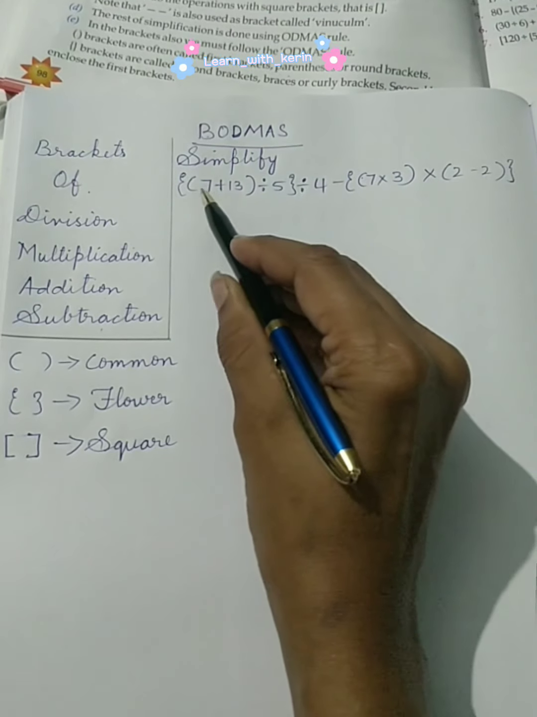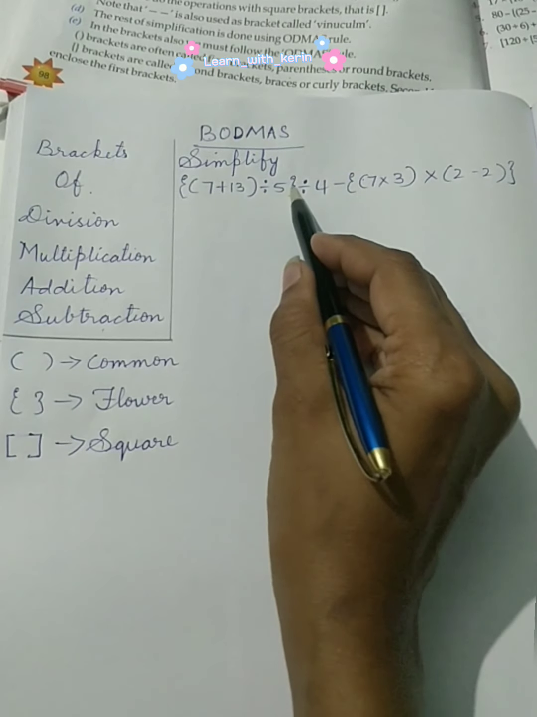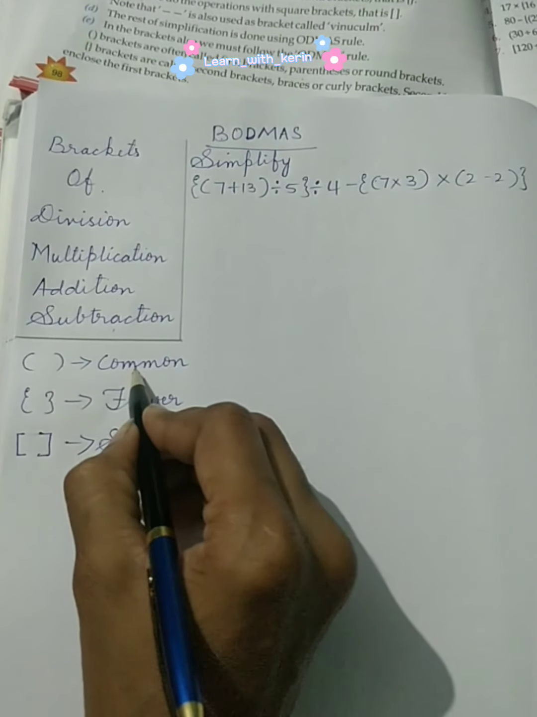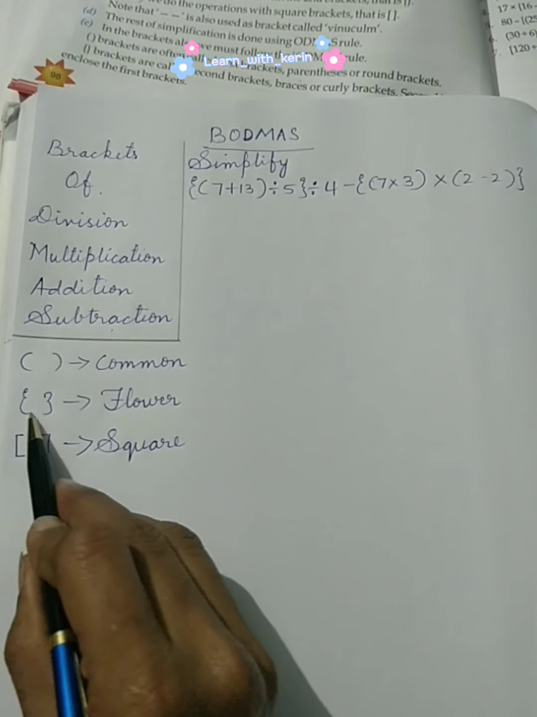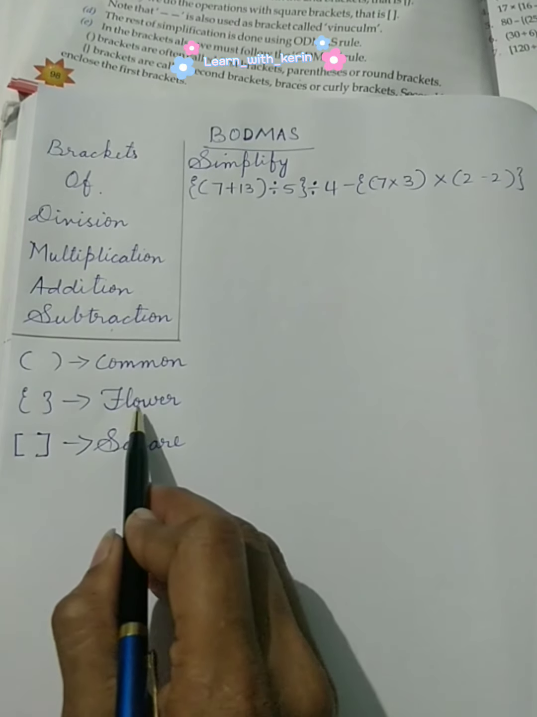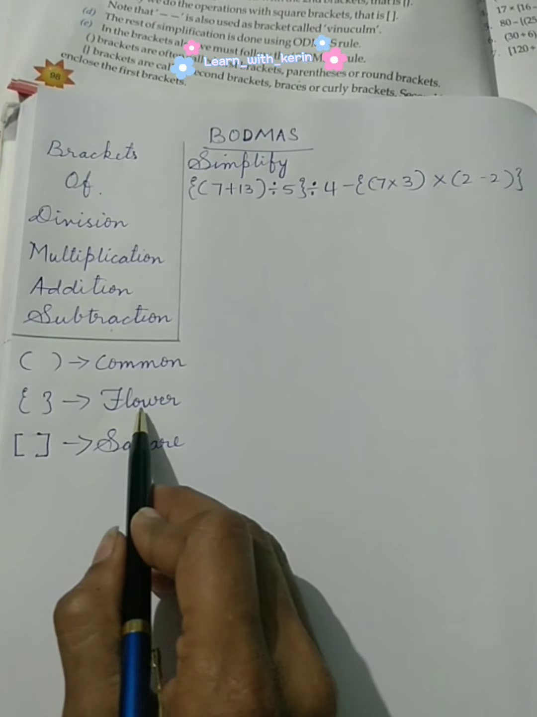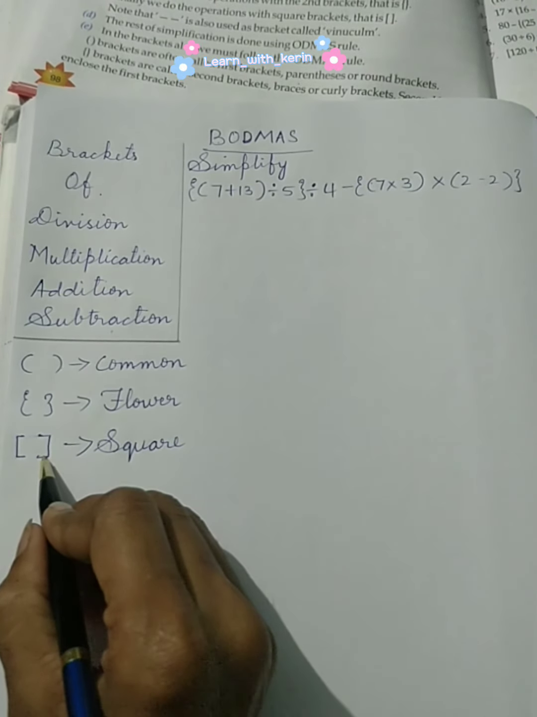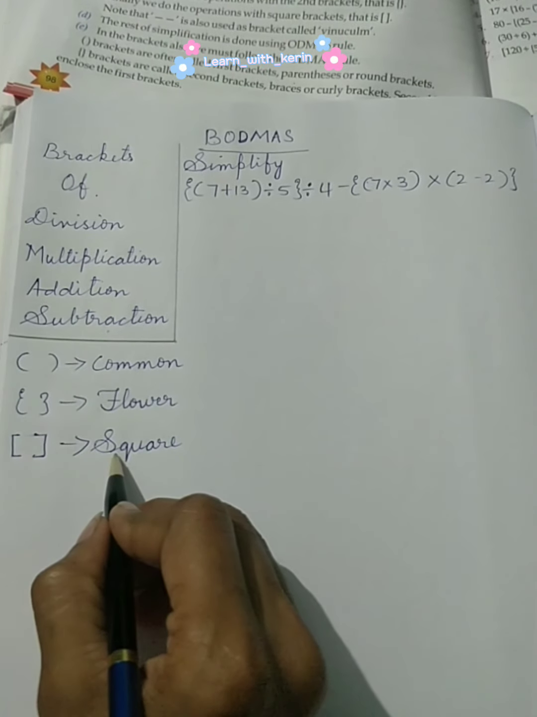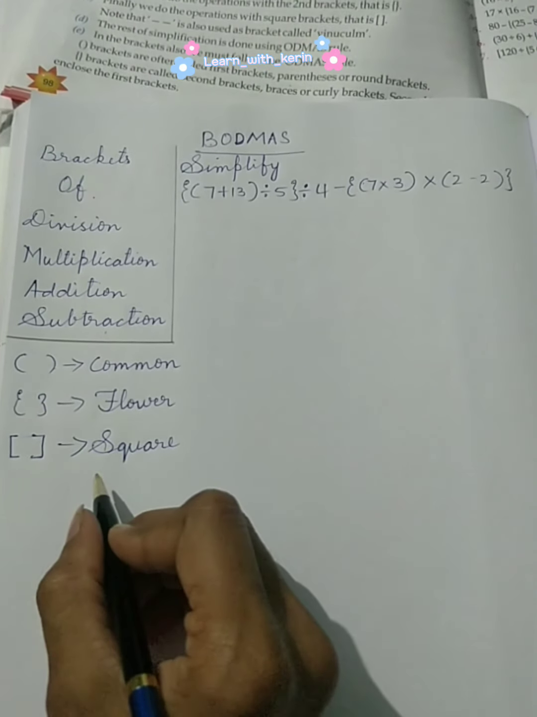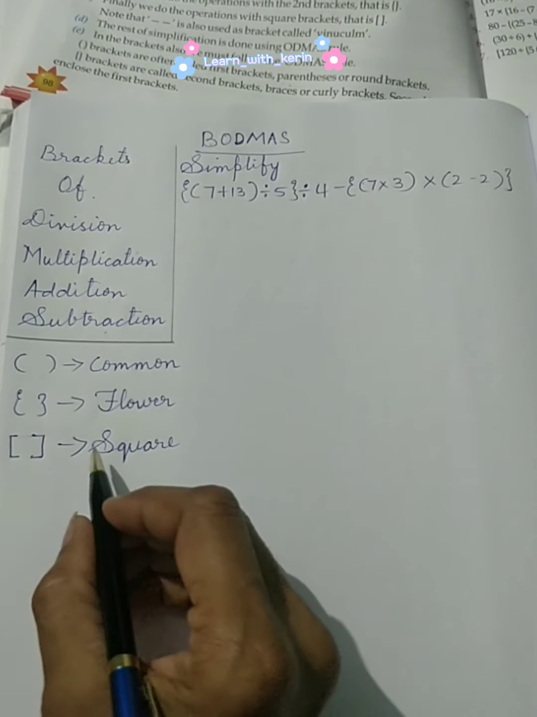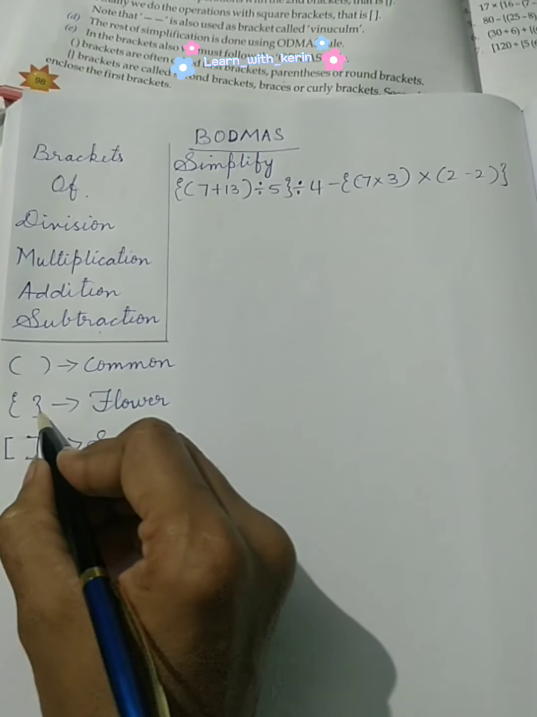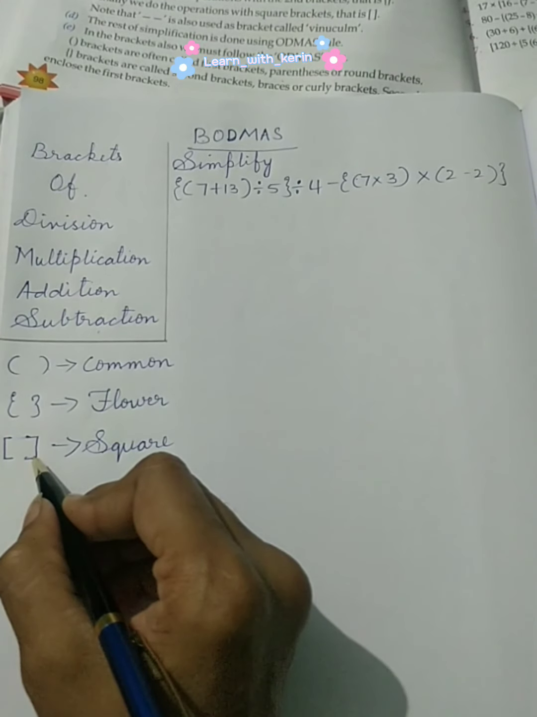Now, the given sum has brackets. Can you see, children? Let us know about brackets first. Such a bracket we call a common bracket. This type of bracket you are seeing on the screen, we call a flower bracket, or we also call it a curly bracket. And the last one, this type of bracket, we call a square bracket. Now, when you solve any sum, first and foremost we need to solve the operation in the common bracket, then the flower bracket, then we move on to the square bracket.